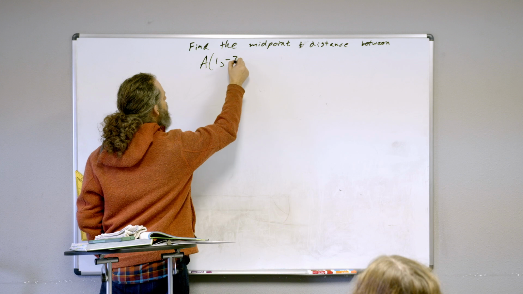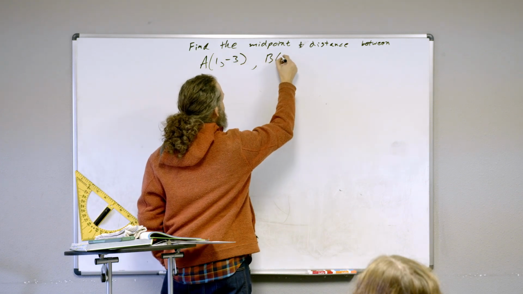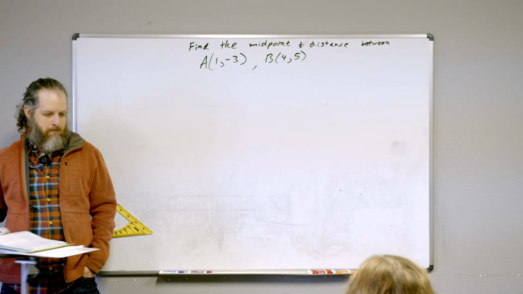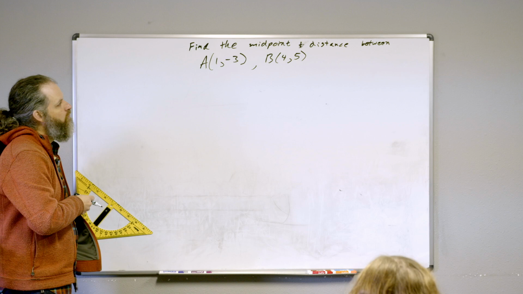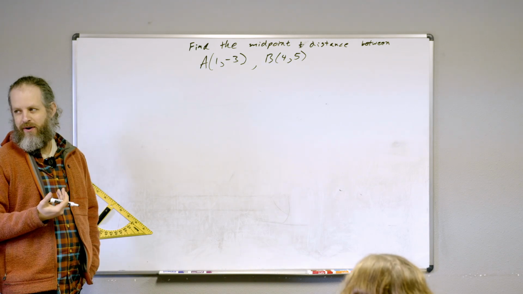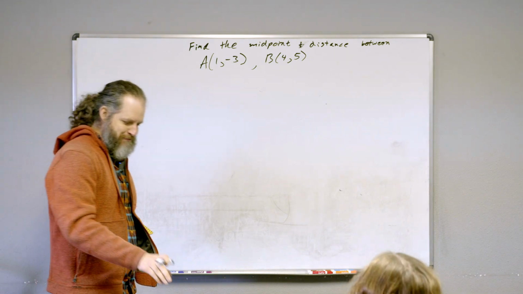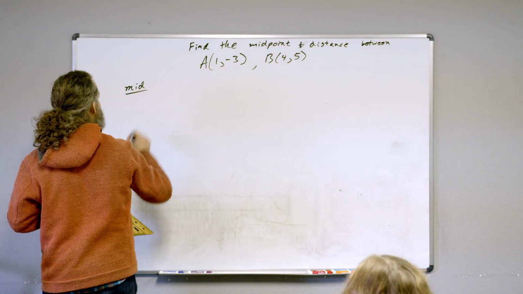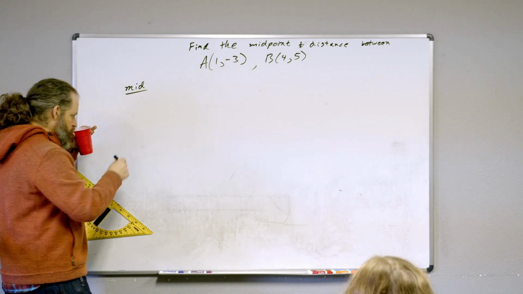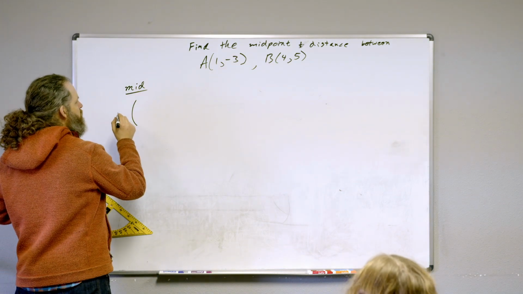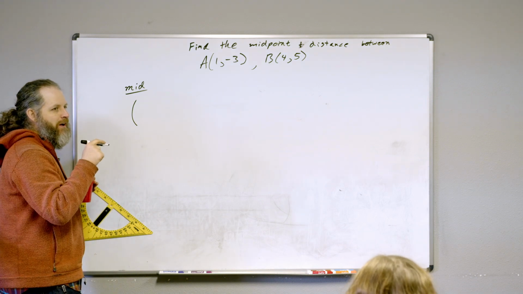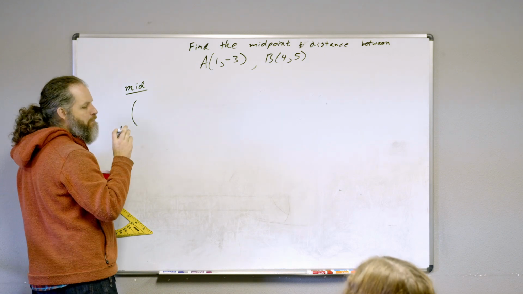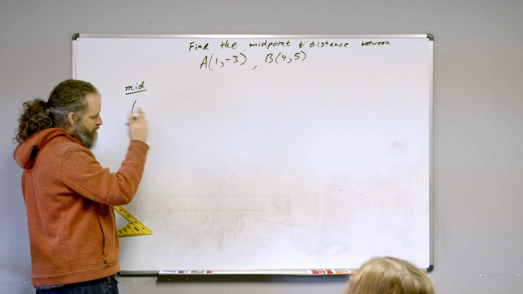A (1, -3) and B (4, 5). So we need the two formulas, one for midpoint, one for distance. What's the midpoint formula? A plus B divided by 2. Not A plus B, but you're on the right track. Y2 over x2 x1. So we're looking for a point. That's going to give us some clue on remembering things.